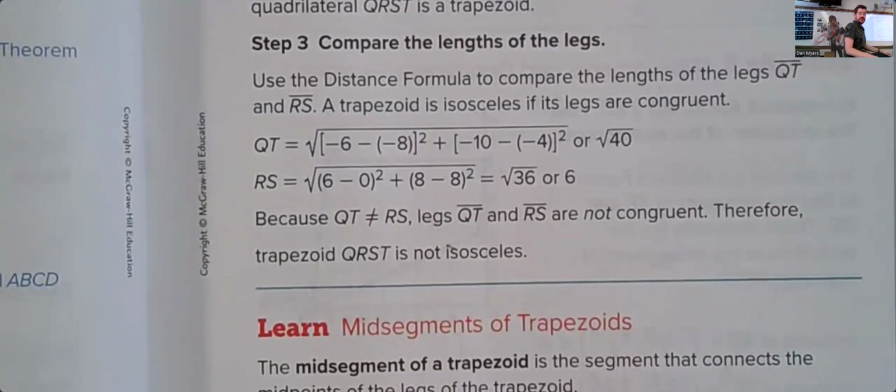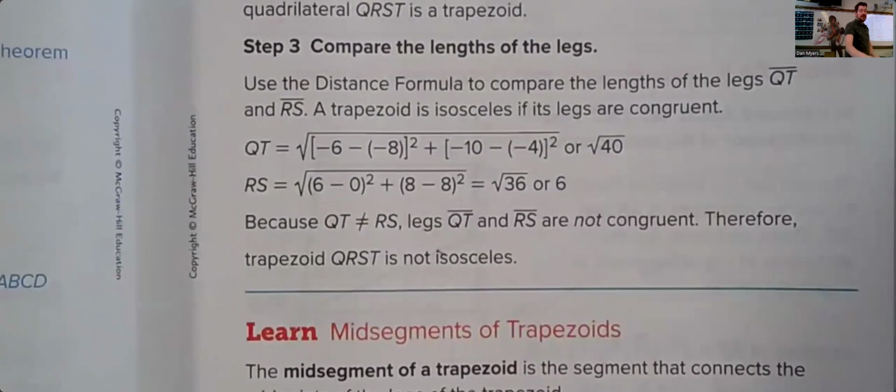So you could use the distance formula. Well, actually, if you're going to find out if something is isosceles in terms of trapezoids, you kind of have to use the distance formula, but you only have to use it for the non-parallel sides. You don't have to do it for all 4. So that was actually pretty quick.